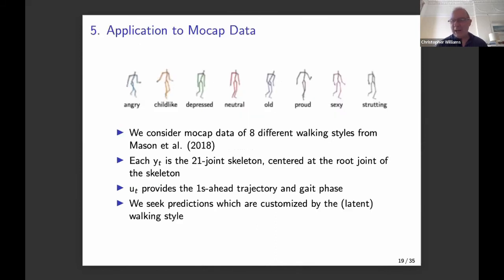A fun kind of data set to work on is motion capture data. So we're considering mocap data for 8 different walking styles from Ian Mason in 2018, and each Y of T is a 21 joint skeleton centered at the root joint, which is at the base of the spine. So we've got the X, Y, and Z locations of each of these 21 joints, and the control signals are basically that the person is walking on a particular trajectory. The 1 second head trajectory and gait phase are used as control signals for the walking. What we're trying to do is to customize: we learn about these different styles of walking, given little segments of data walking in these different styles.